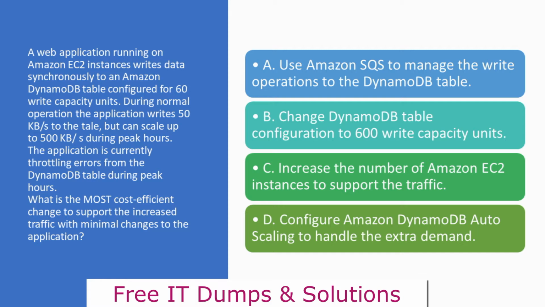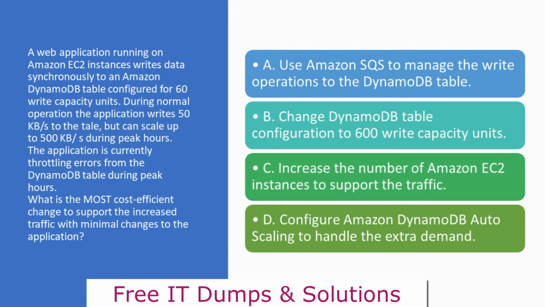What is the most cost-efficient change to support the increased traffic with minimal changes to the application? Options we have: A. Use Amazon SQS to manage the write operations to the DynamoDB table. B. Change DynamoDB table configuration to 600 write capacity units. C. Increase the number of Amazon EC2 instances to support the traffic. D. Configure Amazon DynamoDB auto-scaling to handle the extra demand.